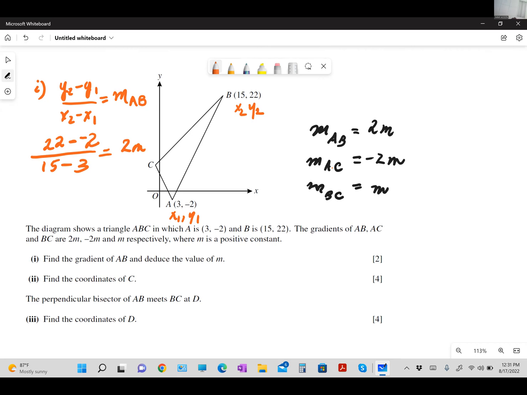So 22 minus -2 really is 22 plus 2, because when you subtract a negative, it becomes a plus, so that's 24. And 15 minus 3 is 12. So 2m equals 24 over 12, which is 2. So 2m equals 2, but m equals to what?